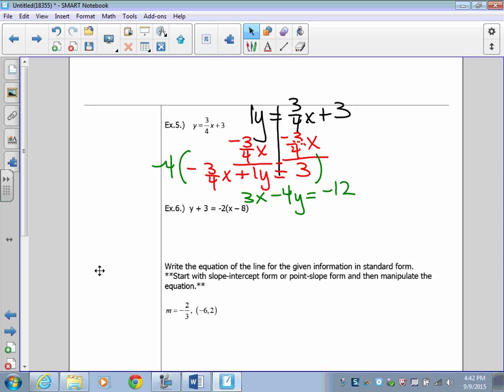Now we're going to move on to the last two examples, which require you to do just a little bit more. Not example number 3, I'm so sorry, example number 6.